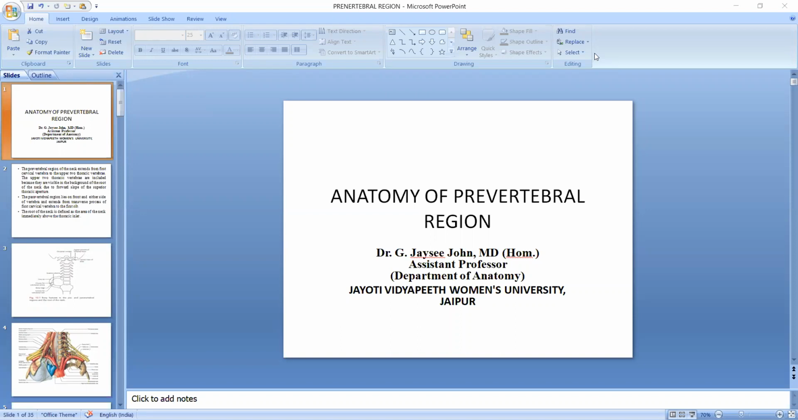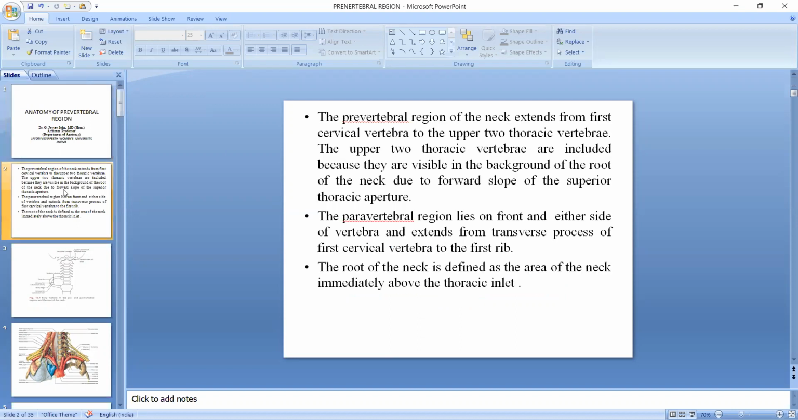And today we will discuss anatomy of prevertebral region. The prevertebral region of neck extends from first cervical vertebrae to the upper two thoracic vertebrae. The upper two thoracic vertebrae are included because they are visible in the background of the root of the neck due to forward slope of the superior thoracic aperture.